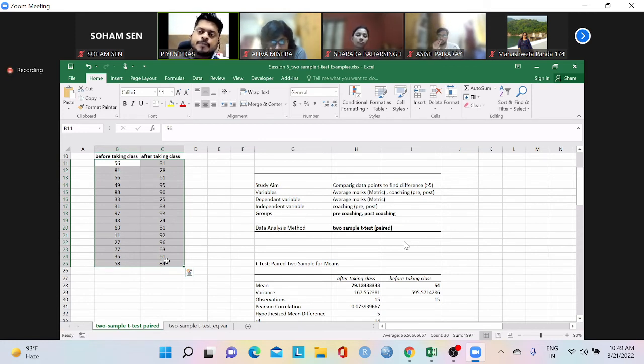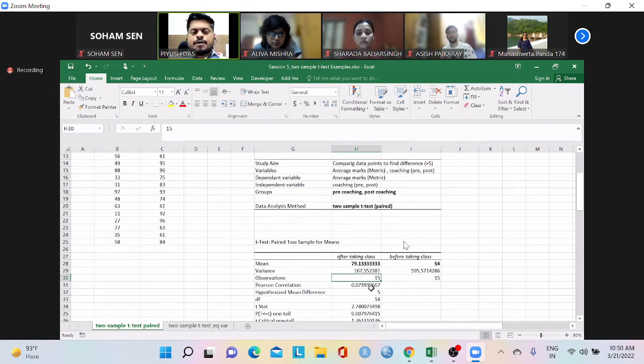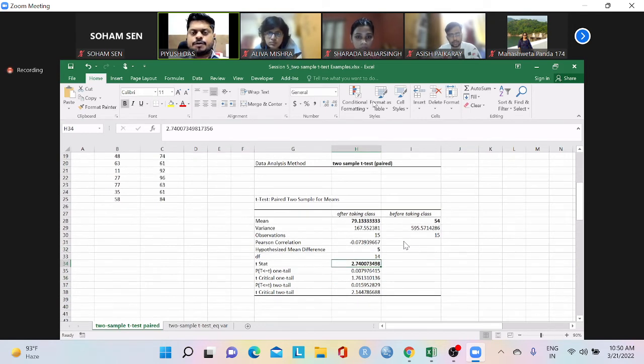If it was a two sample independent t-test, then your number of observations would have been 15 into 2, because there would be two different groups of people. Here, what has happened? Same group of students, but I am taking two data points. That's why observations is 15, right? Correlation not required. Hypothesized mean difference, that is what I have told, 5. T statistic is 2.7. Okay.